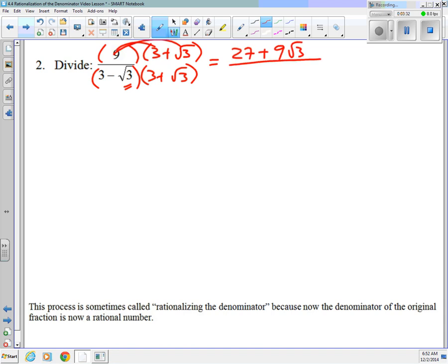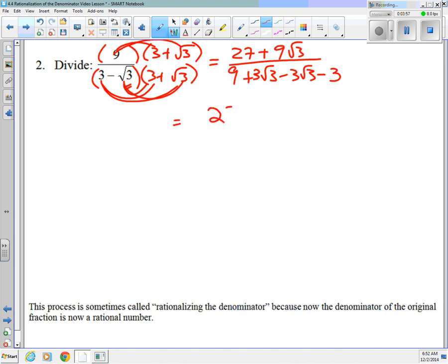The denominator, we know the middle terms will cancel. I'll multiply this out anyway, but eventually I think you want to get to this point where you can just do this in your head almost. 3 times 3 is 9. 3 times radical 3 is 3 radical 3. Negative radical 3 times 3 is negative 3 radical 3. And negative radical 3 times positive radical 3 is minus 3.